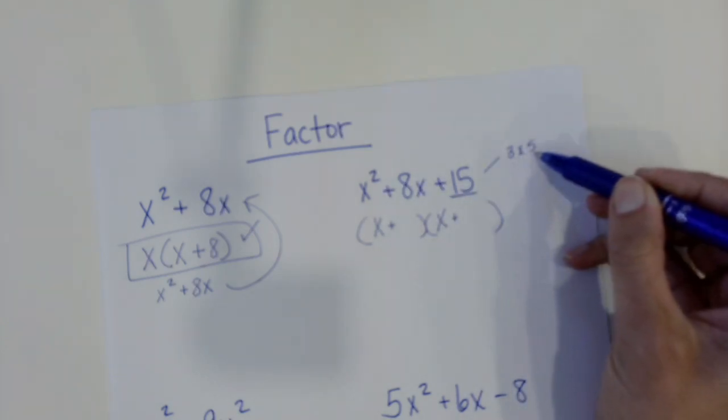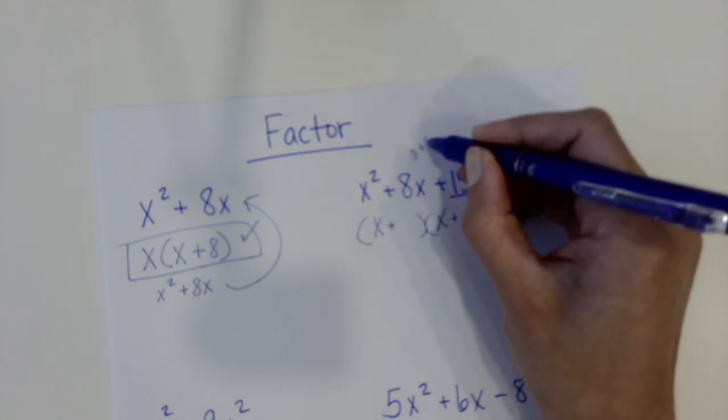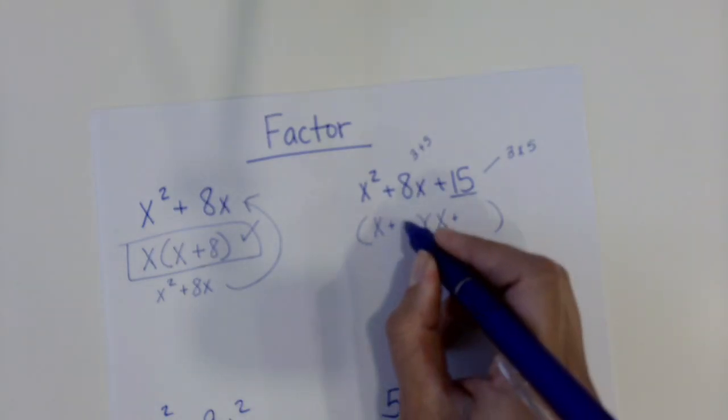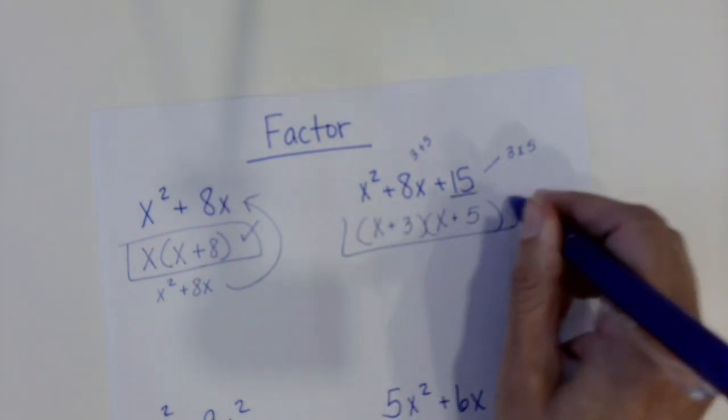So 3 times 5 multiply to get 15, but also 3 plus 5 equal 8. So therefore, I know my numbers are going to be 3 and 5. It could be in any order. Now let's check our work. This is our answer, but let's check it.